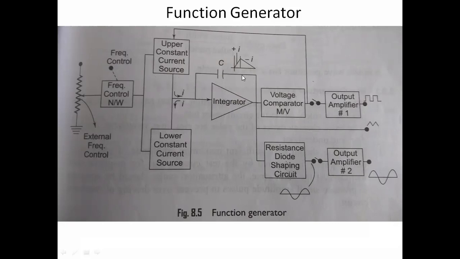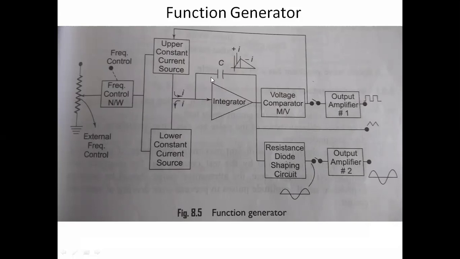the output of the integrator will increase linearly. It means the capacitor will be charged. When the capacitor is charging, we have a positive slope at the output of the integrator. So at the output of the integrator, we have an output voltage, and that is due to the upper current source. When the current source is connected to the integrator, we will get an output voltage.